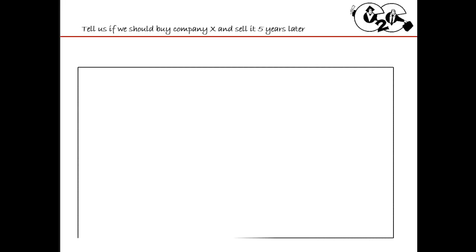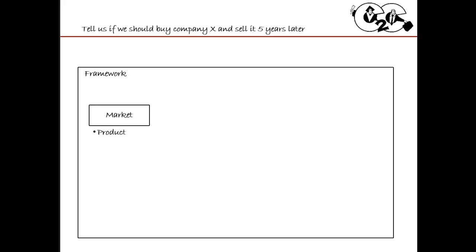Okay? So let's say you get this type of case. Tell us if we should buy company X and sell it in 5 years. So what I'm going to do to make this framework is I'm going to have my framework sheet of paper. And again, there's always a macro and micro level view of a framework. So with the macro level view, first I'm going to start off with the market. So here I'm going to write out product, the competition, what's being made, how many people are doing it as well. What's the industry like? Industries, how does it evolve? What are their substitutes, etc.